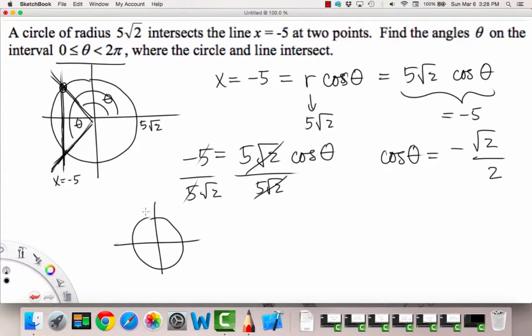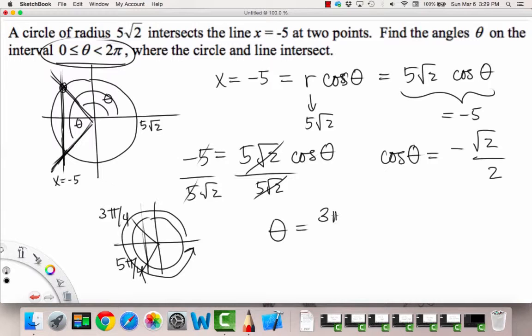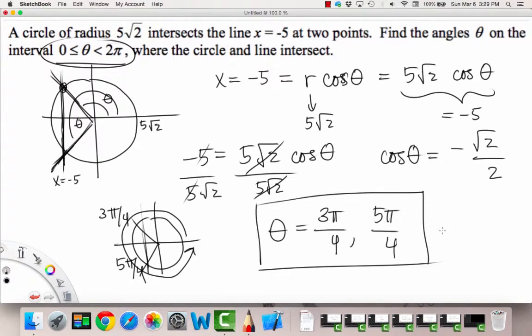So when is cosine equal to negative radical 2 over 2? That would be when we're at 3 pi over 4 and 5 pi over 4. And they told us in the beginning of the problem, it says find the angles on the interval 0 to 2 pi. So that means we only have to go around once and then just stop. We're not going to make any other revolutions here. So the angles are going to be theta is equal to 3 pi over 4, and another angle is 5 pi over 4. Okay, and those are our solutions for that problem.